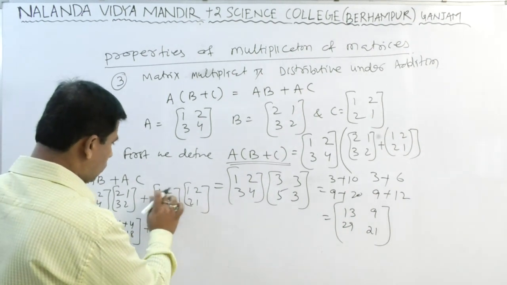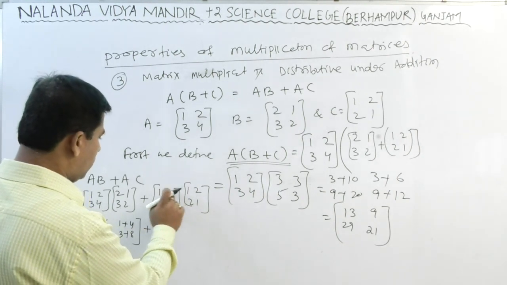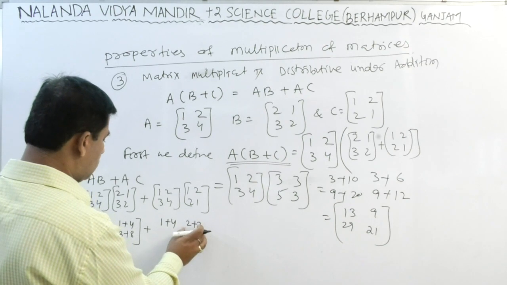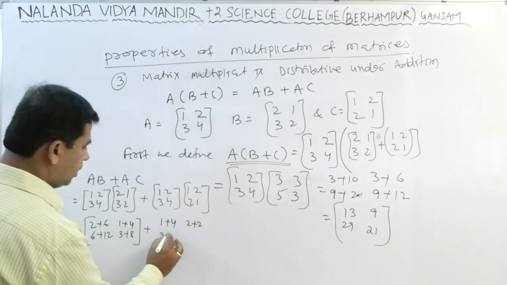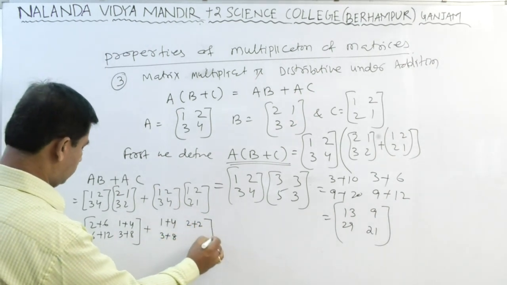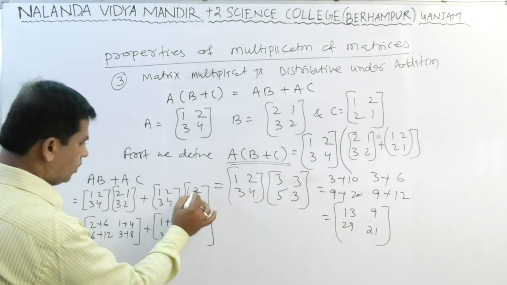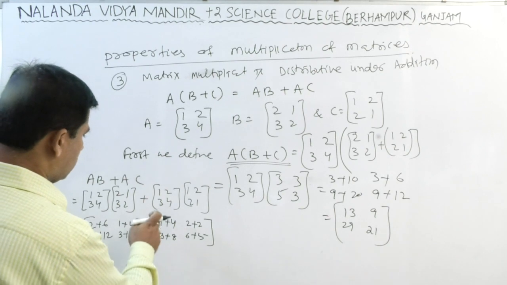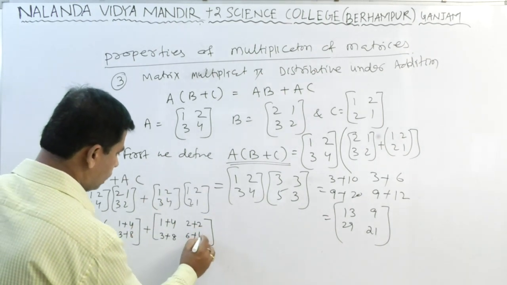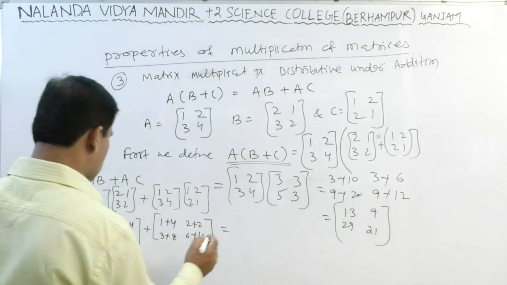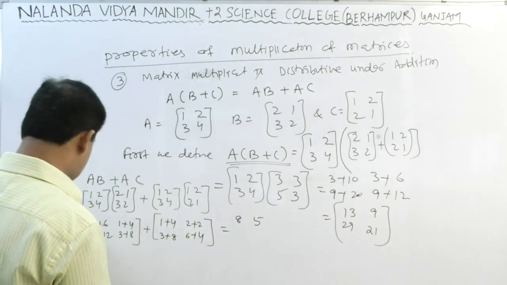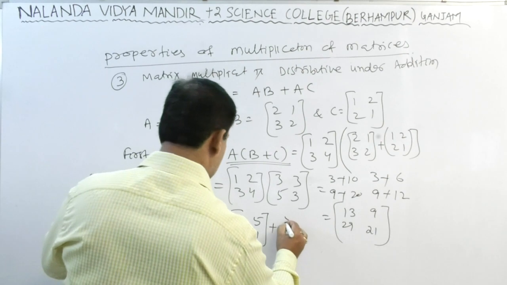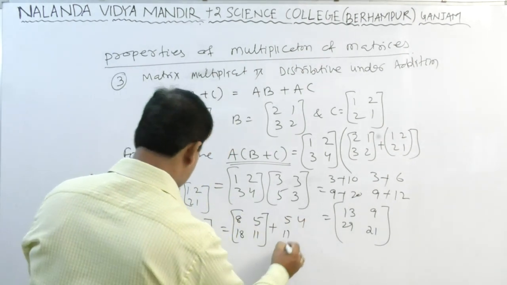Plus, first column: 1 into 1, plus 2 into 2, 4. First row, second column: 1 into 2, 2, plus 2, 4. Second row, first column: 3 into 1, 3, plus 4 into 2, 8. Second row, second column: 3 into 2, 6, plus 4 into 1, 4. This is equal to, now we add this: 6 plus 2, 8; 4 plus 1, 5; 6 plus 12, 18; 3 plus 8, 11; plus 1 plus 4, 5; 2 plus 2, 4; 3 plus 8, 11; 6 plus 4, 10.